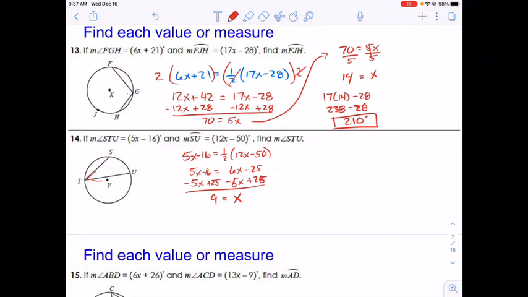So we're looking for angle STU, which is the inscribed angle. So we're going to put angle STU is equal to 5 times 9 minus 16. So 45 minus 16, and that's going to give us 29.